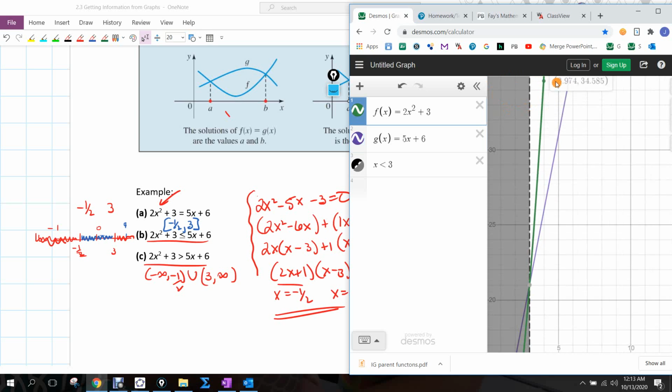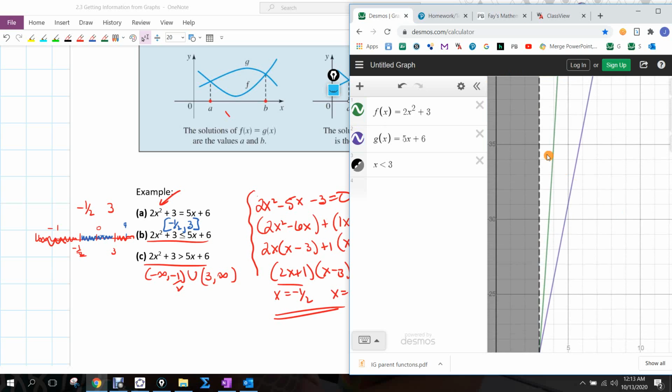Is it 35? Yeah. Okay. So for a particular x value of 4, the green one is greater than the purple one. Well, the green one was 2x squared plus 3. Purple one was 5x plus 6. So from 3 to the right, we have this to be true.